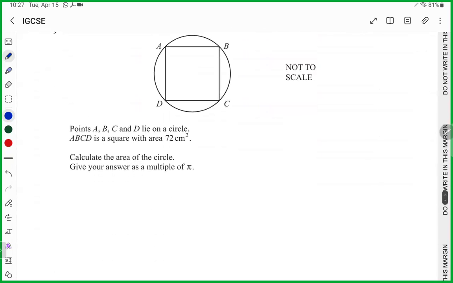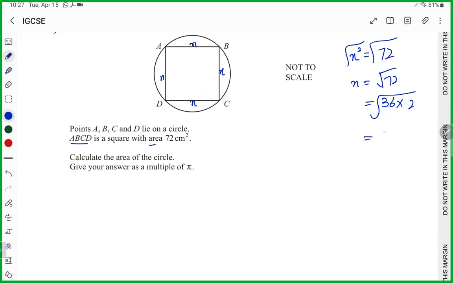Yes, this is an important question here. It says that we have points A, B, C lie on a circle. ABCD is a square with area of 72. So let's assume side lengths x, x, x and x. So area x square is equal to 72. So x is going to be under root 72. We can split it as 36 into 2. That is equal to 6 root 2, right? That is the value of x. So it is 6 root 2 for all sides.